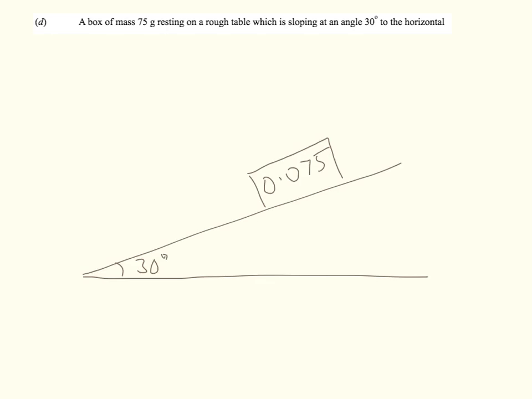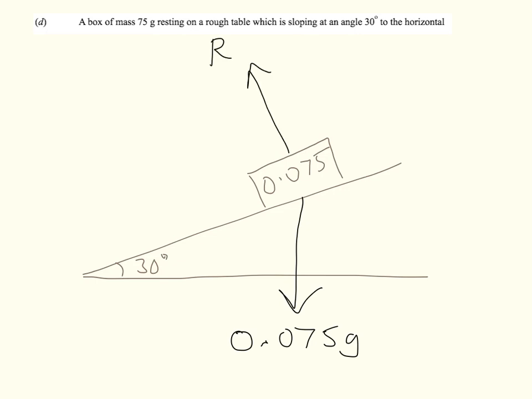The weight is mg. There's a normal reaction from the surface. Normal in this context means perpendicular. Now, if those were the only forces, it would obviously slip down the plane.